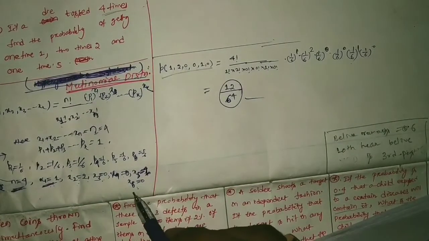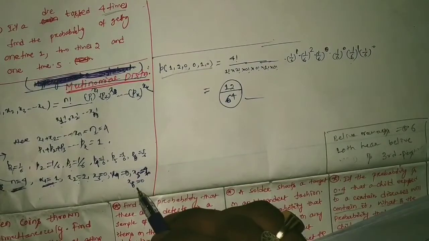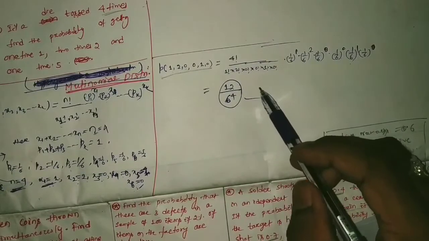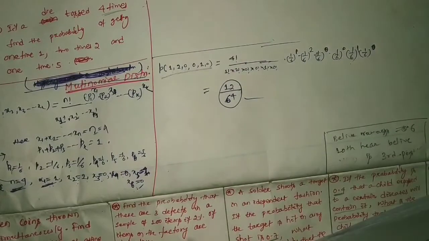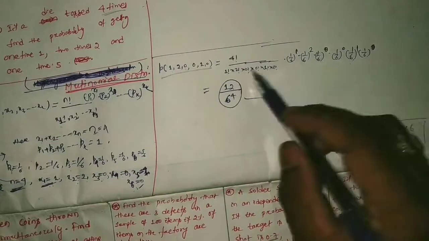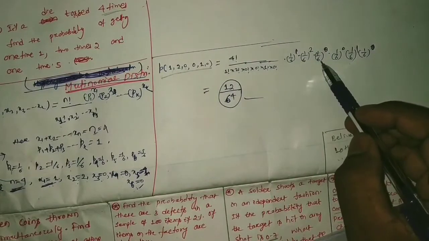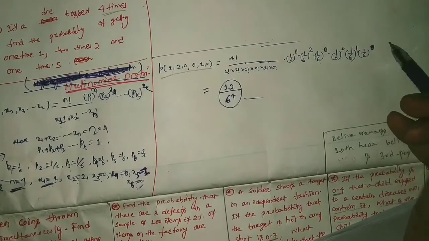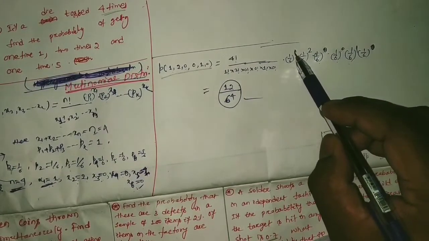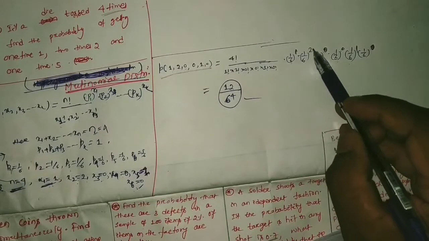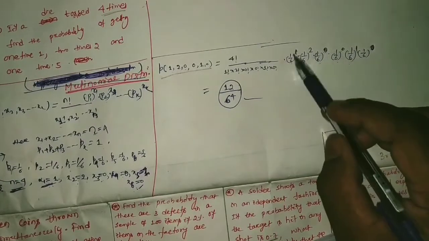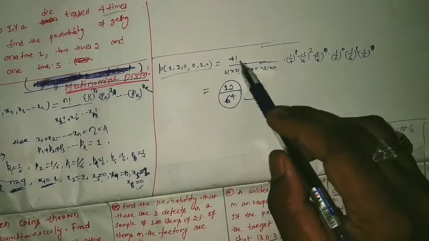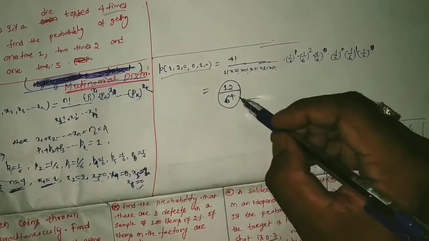And for P6, that means P6 to the power x6 is 0, 0. Okay, so here you can see that if you are going to solve it, that is 1 by 6 to the power 0, 1 by 6 to the power 0, 1 by 6 to the power 0, also 1. So here you can see 1 by 6 to the power 1, 1 by 6 to the power 2, 1 by 6 to the power 1. That means 1 by 6 to the power 4. And here if you are going to solve it, you are going to find it 12. 12 by 6 to the power 4 is the answer.